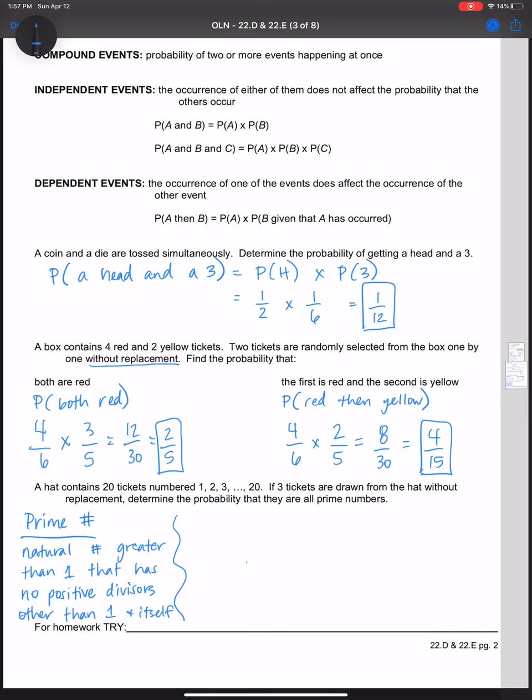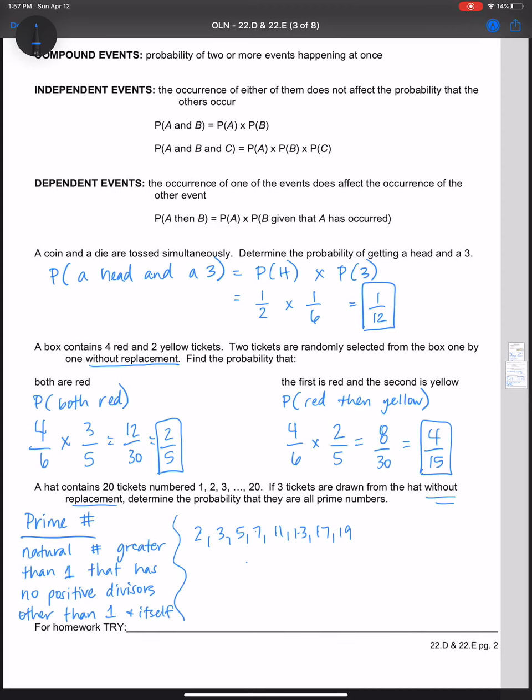All right, last thing here. A hat contains 20 tickets. They're numbered 1 through 20. 3 are drawn from the hat without replacement, key thing. Determine the probability that they're all prime numbers. So in case you forgot what a prime number is, it's a natural number greater than 1 that has no positive divisors other than 1 and itself. So let's start listing off the prime numbers. 2, 3, 5, 7, 11, 13, 17, and 19. There are 1, 2, 3, 4, 5, 6, 7, 8 of those.